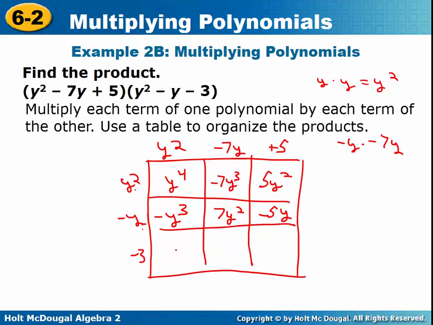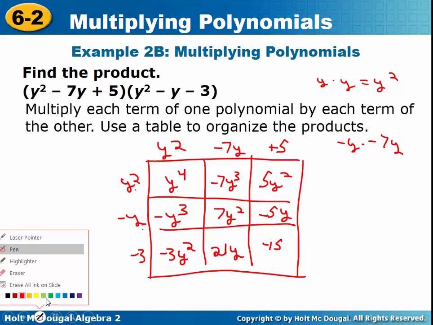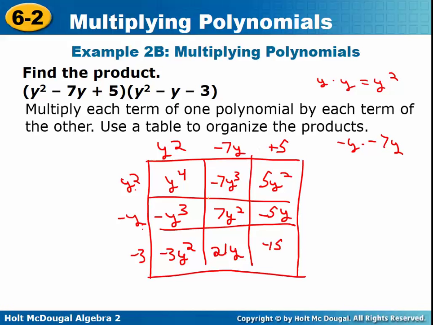And then I have one more row to go. Negative 3 times y squared is negative 3y squared. Negative 3 times negative 7y would be 21y. And then negative 3 times 5 is negative 15. So now I'm just going to look for like terms. These are all of my terms. There's 9 of them. There's a lot.